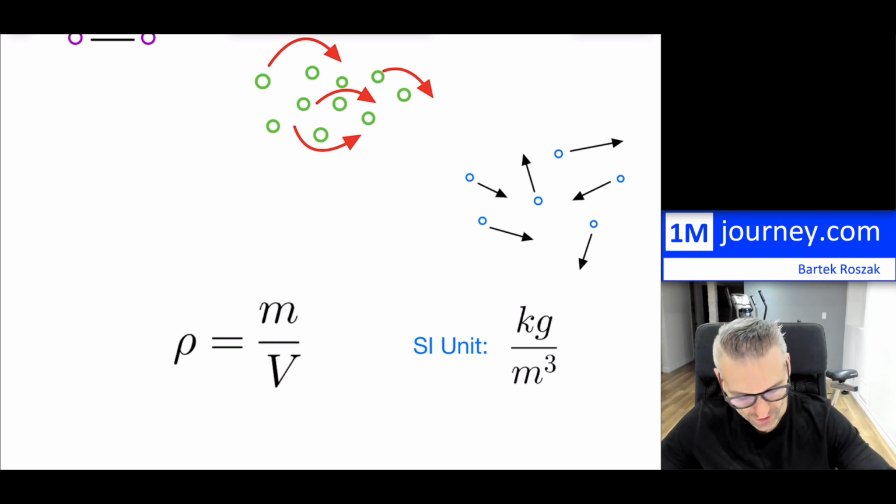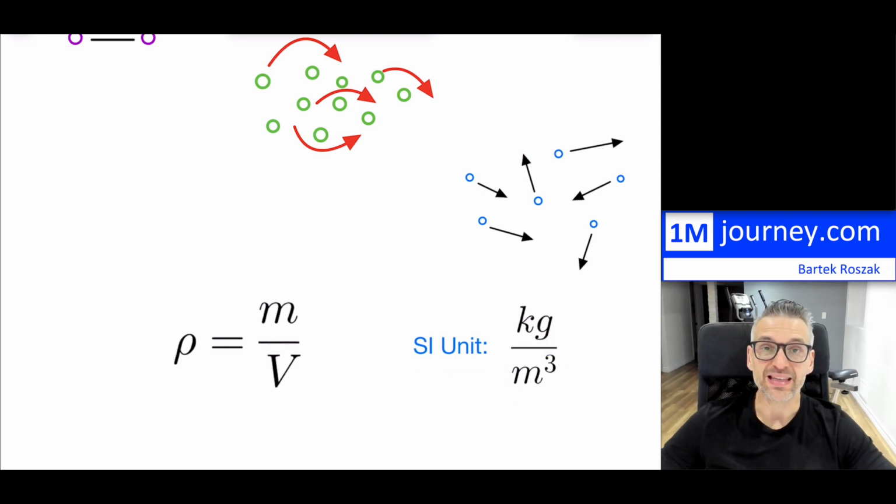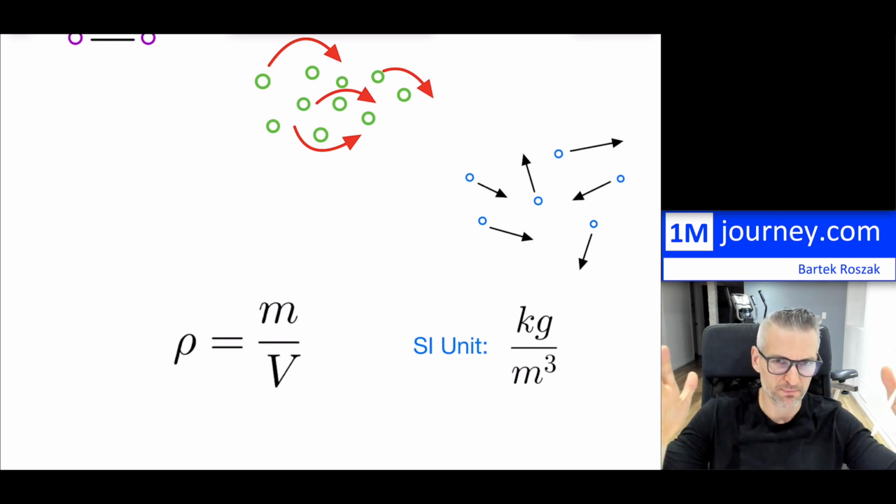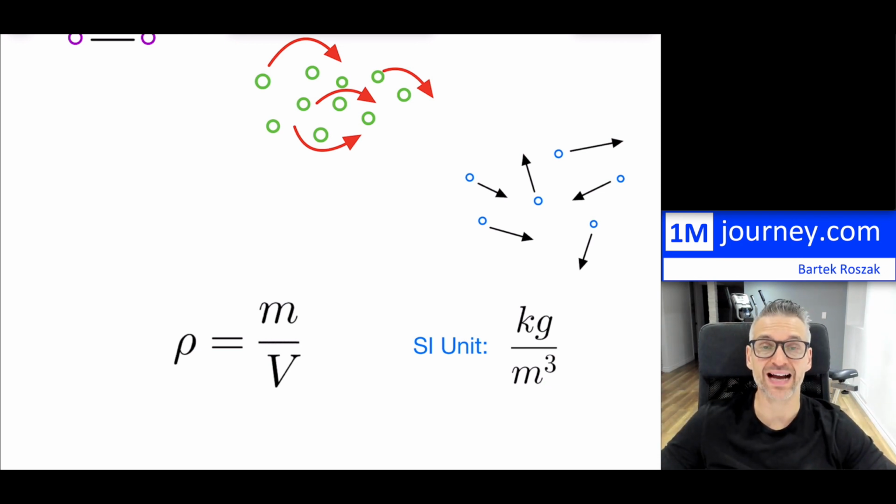You can see here that I put the SI unit, which is kilograms per meter cubed. Now, a meter cubed is basically 1 meter by 1 meter by 1 meter. If you think about that, 1 meter is quite a big distance, and if you have a cube like that, it's quite a lot. So you are going to be able to pack quite a lot of matter inside of that.